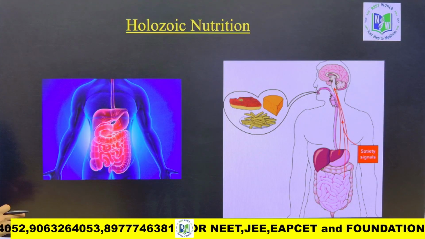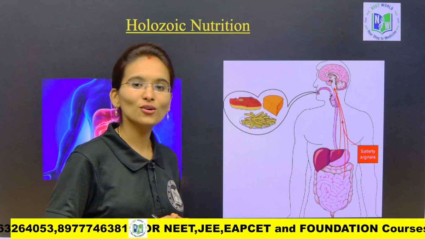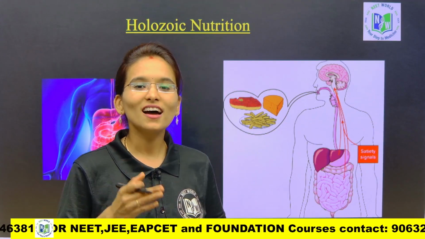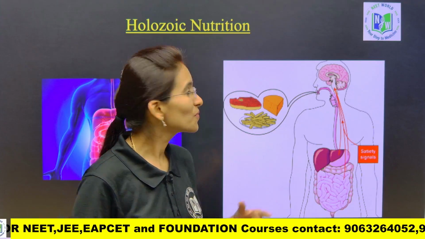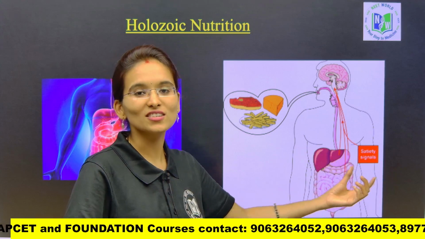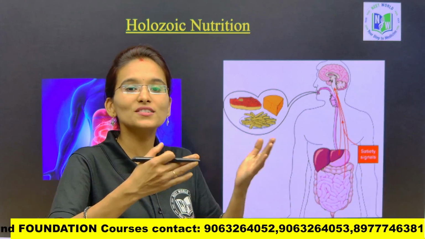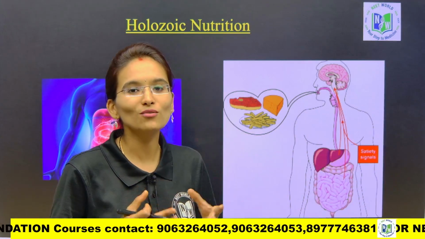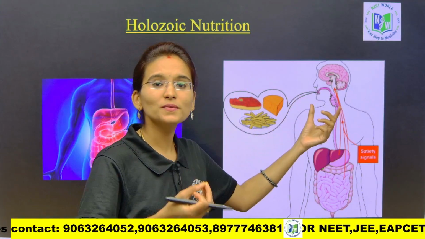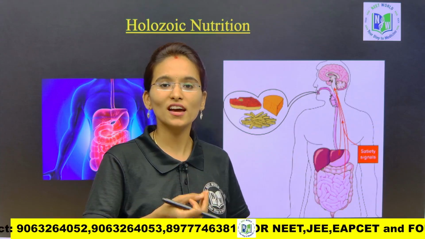So, what are the 5 steps involved actually in the Holozoic mode of nutrition? What is the first step? Ingestion, and the next one is digestion, and the next one is absorption, assimilation and egestion. So, these are the 5 steps or else 5 processes which are involved in the Holozoic mode of nutrition, and each step is going to take place at a different site of action, my dear students.